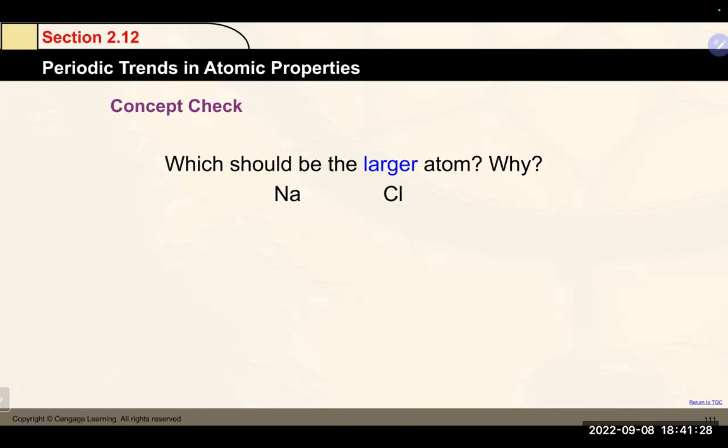Should be sodium, further to the left. Again, not as large of a Z effective there, so spread out a little bit more as we go to the right. Again, those outer electrons are going to be pulled in tighter because of that greater positive charge.